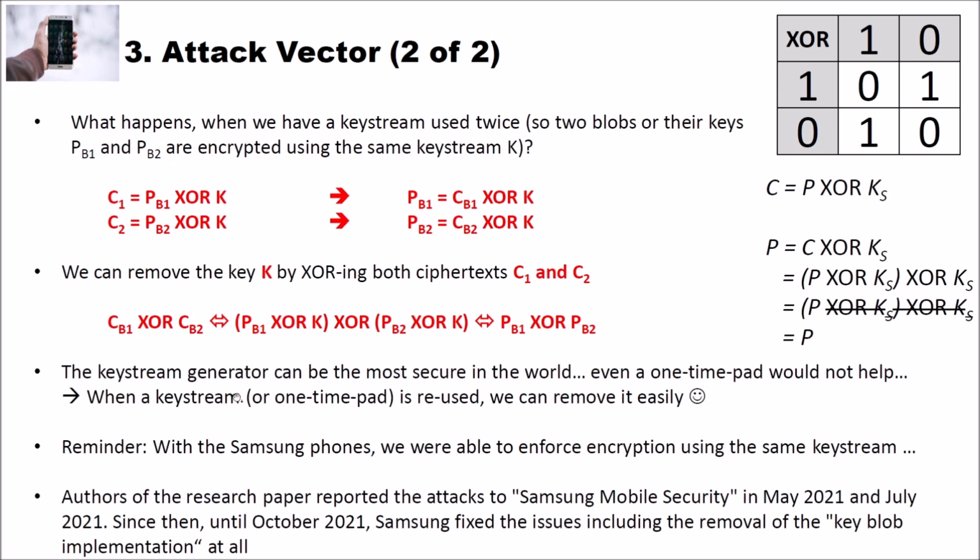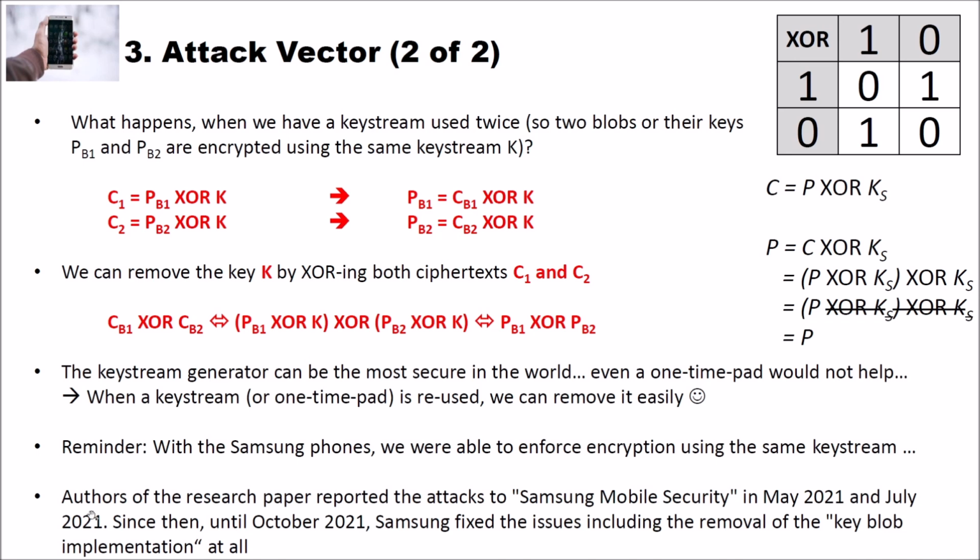The key stream generator in our case can be the most secure in the world. As I even said, a one-time pad would not help, because when a key stream or a one-time pad is reused, we can remove it easily to obtain only the plaintext. And if we know one plaintext, we get the other one. And yeah, as a reminder, with the Samsung phones, we were able to enforce encryption using the same key stream. Despite that the hardware is secure, it generates internally the same key stream that can then easily be removed.